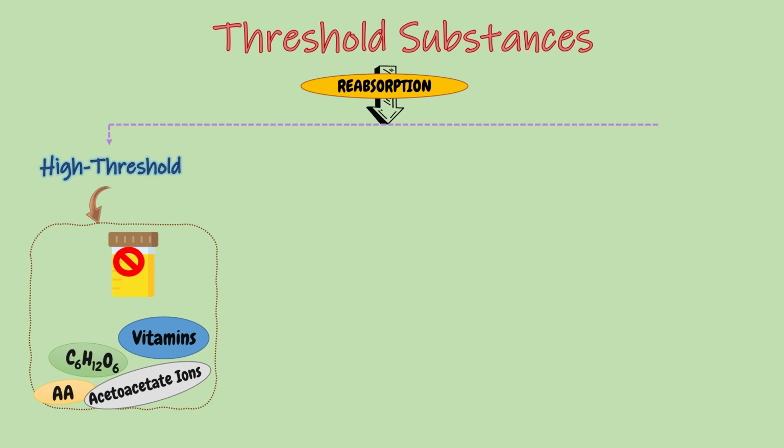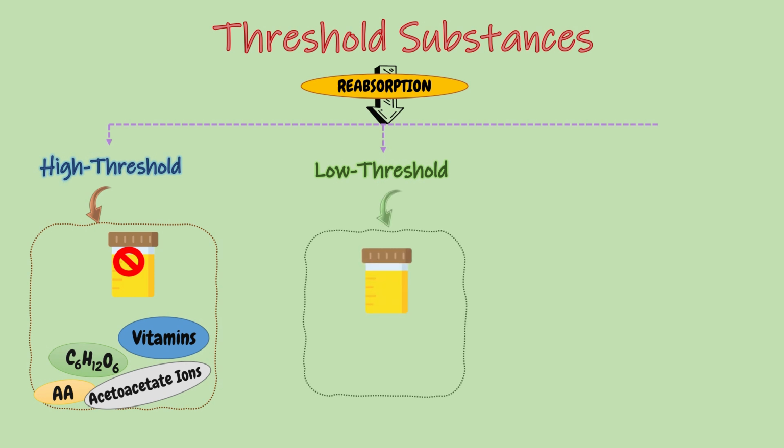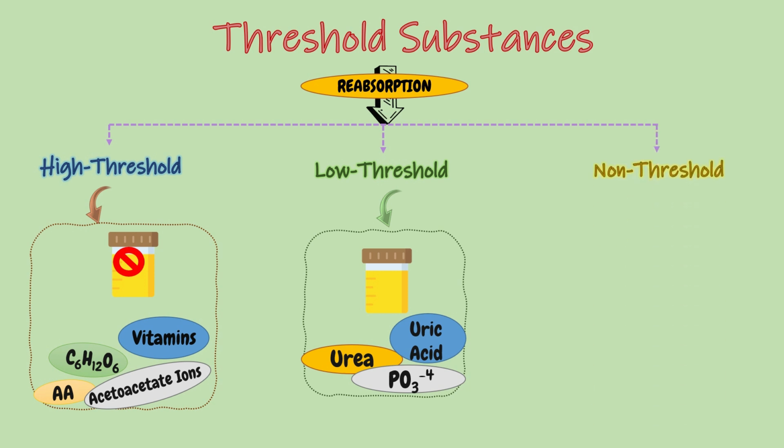These substances can appear in urine only if their concentration in plasma is abnormally high, or in renal diseases when reabsorption is affected. So these substances are called high threshold substances. Next are the low threshold substances. Low threshold substances are the substances which appear in urine even under normal conditions. The substances such as urea, uric acid, and phosphate are reabsorbed to a little extent. So these substances appear in urine even under normal conditions.